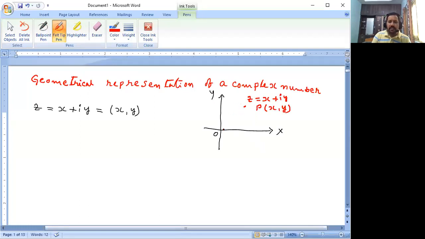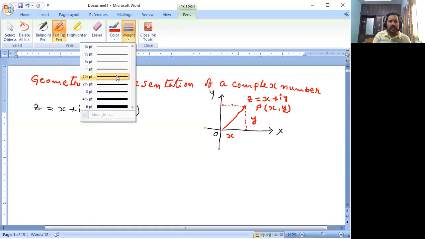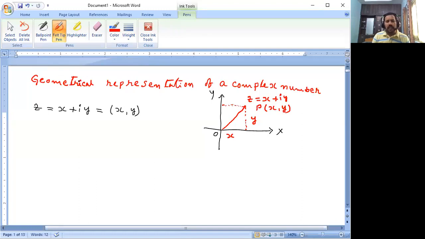Now, this is OP length. Observe that this is parallel to x-axis, this is parallel to y-axis, and this is x, this is y. So, representation of a complex number in the coordinate system as a point is called Argand plane or complex plane or Argand diagram. Now, the complex number is represented in the coordinate system as a point P(x, y).